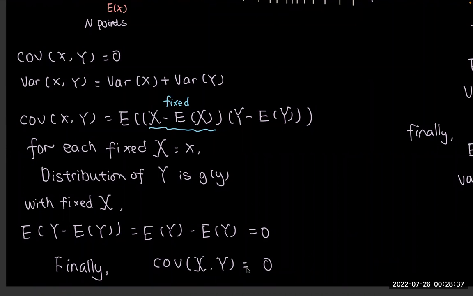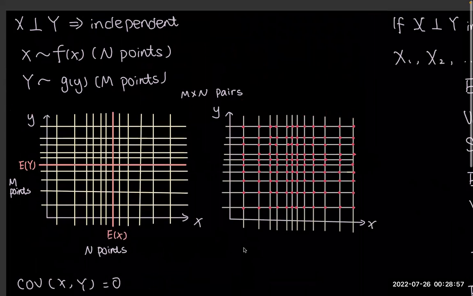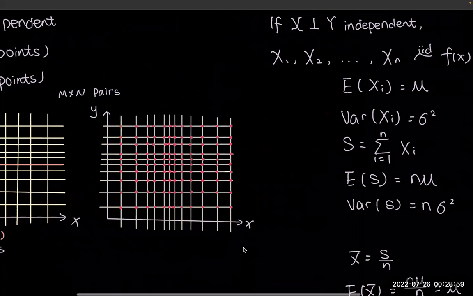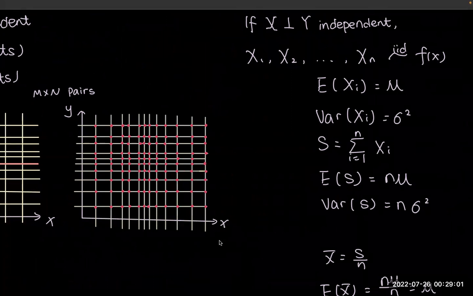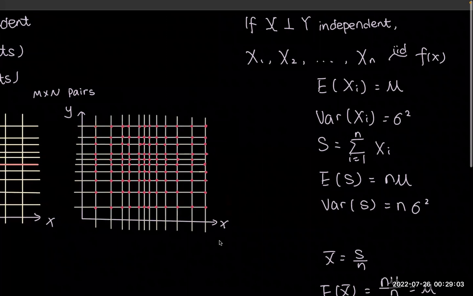Actually, the reverse may not be true. If the covariance is equal to 0, that only means there's no linear trend, but there may be a perfect nonlinear trend. However, the forward direction is always true. So if X and Y are independent, then covariance of X and Y is equal to 0. Okay, so in that case, we have the variance of the sum equal to the sum of the variances.